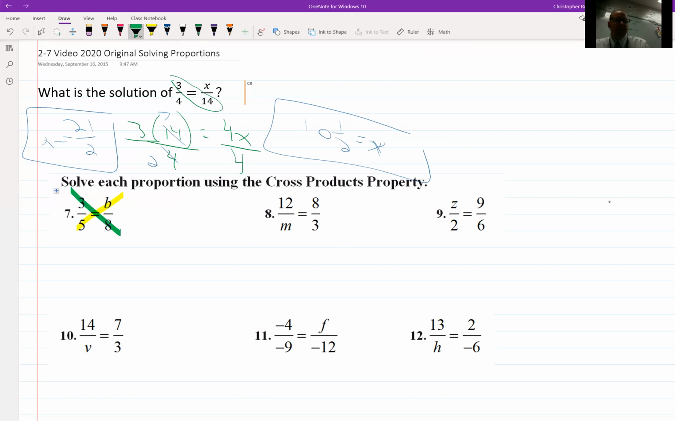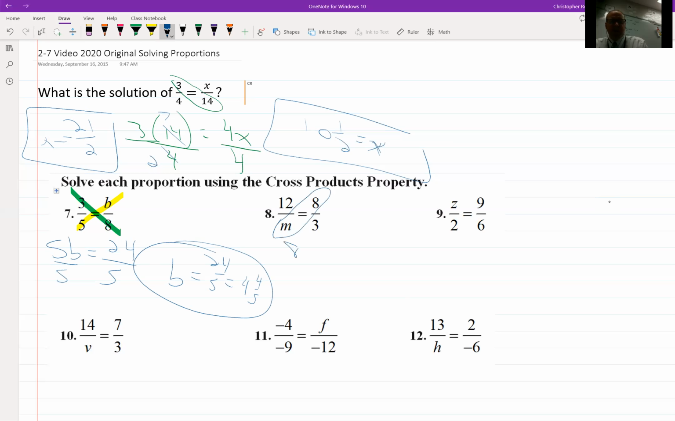I'm just going to do some highlighting up here. So I might have 5b equals 3 times 8, that's 24, divide by 5. So b could be 24/5. We also know that's 4 and 4/5. Either one works. Again, the cross multiplying, so I get 8m, and it's going to be equal to 12 times 3, that's 36, divided by 8. That one we'd have to reduce. So here you might want to realize that this is 4 and 4/8. So 4.5 gets us our final answer.